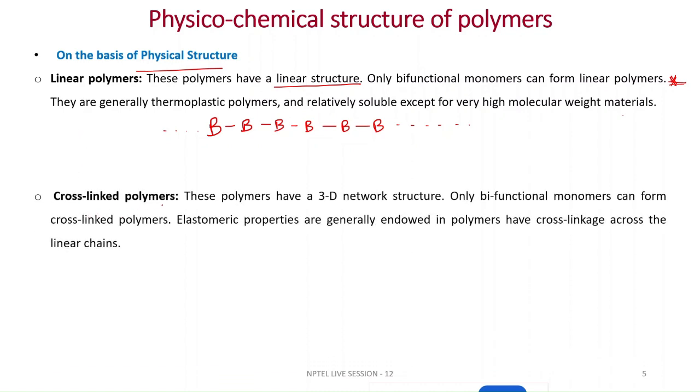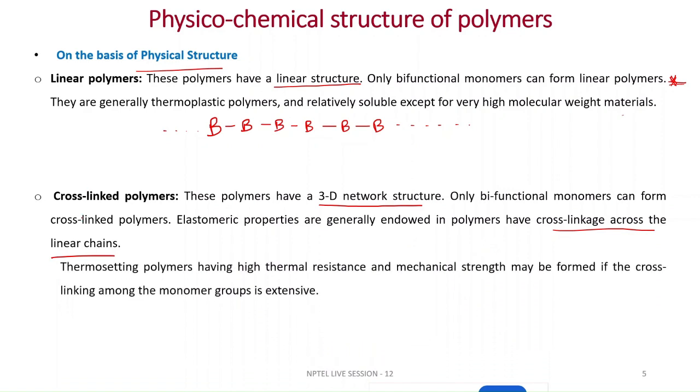Next one is the cross-linked polymers. These polymers have a 3D network structure type. Only the bifunctional monomers can form cross-linked polymers. Elastomeric properties are generally endowed in polymers having cross-linkage across the linear chain. There will be cross-linkage across the linear chain. So the thermosetting polymers have very high thermal resistance, also very high mechanical strength.